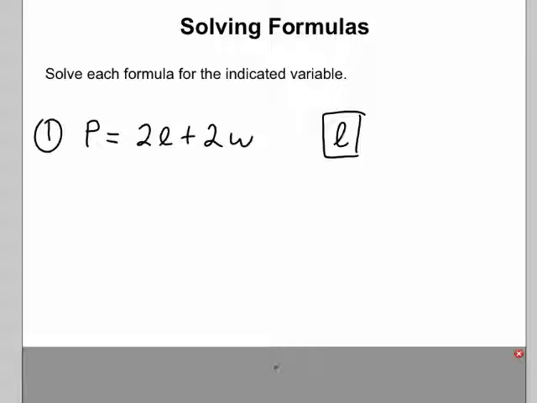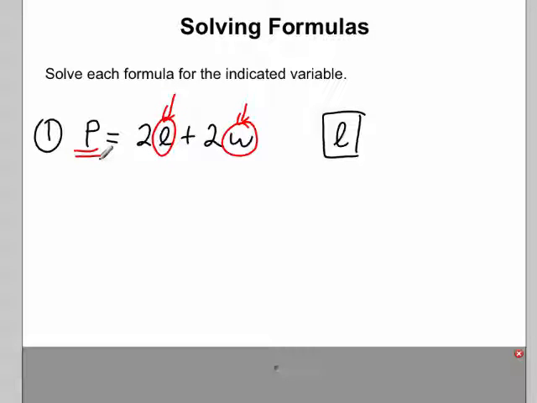This is the perimeter formula for a rectangle. The perimeter equals 2 lengths plus 2 widths. And this formula is good to go. If you happen to know what the length is and the width is, you could simply plug in the L and the W and out would pop the perimeter.